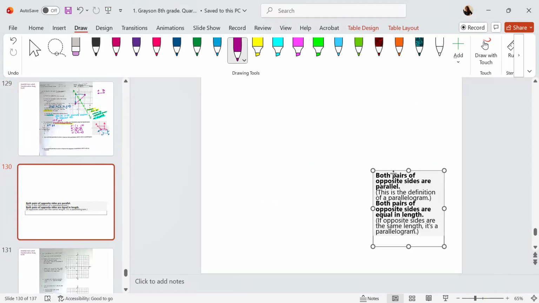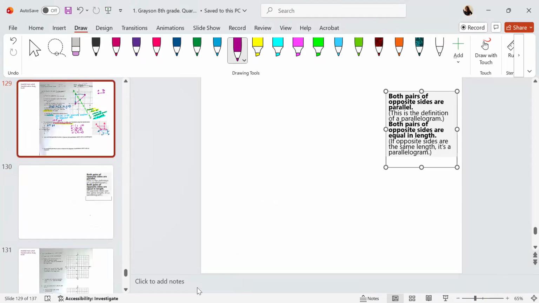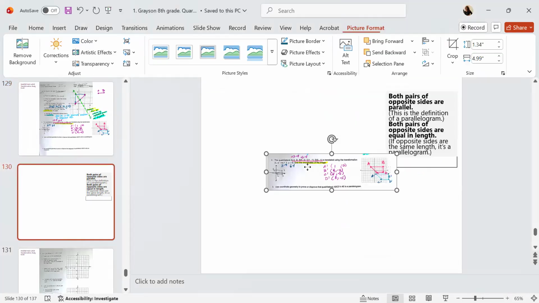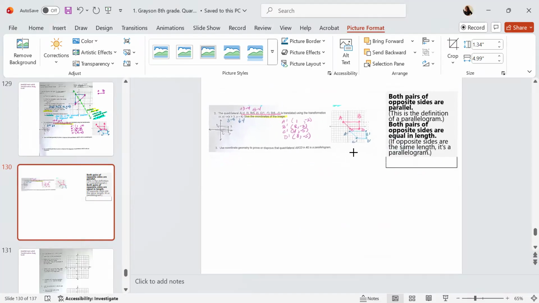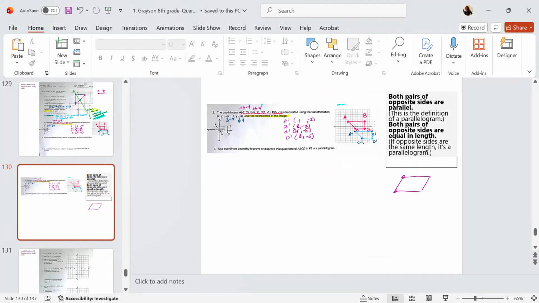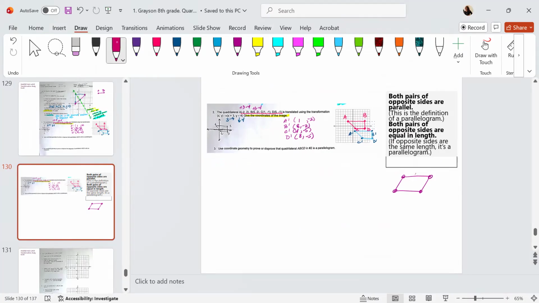Read this part. What does it say there? Both pairs of opposite sides are parallel. Opposite sides, correct? A parallelogram looks like this, correct? Not all 4 sides are the same, because if they're exactly the same, it will be called a rhombus, correct? This side has to be the same.